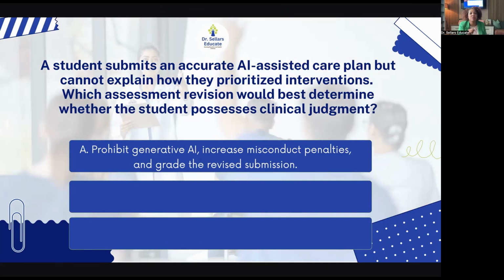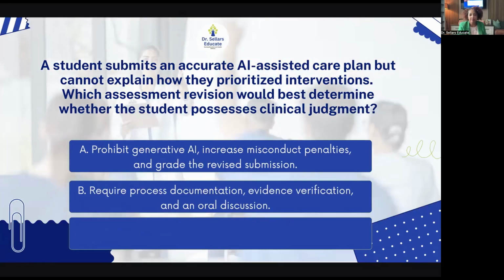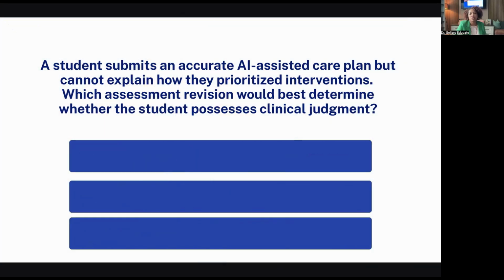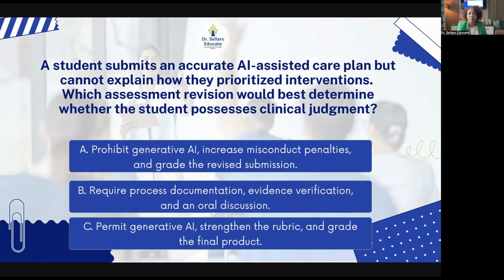A, prohibit generative AI, increase misconduct penalties, and grade the revised submission. B, require process documentation, evidence verification, and an oral discussion. Or C, permit generative AI, strengthen the rubric, and grade the final product.